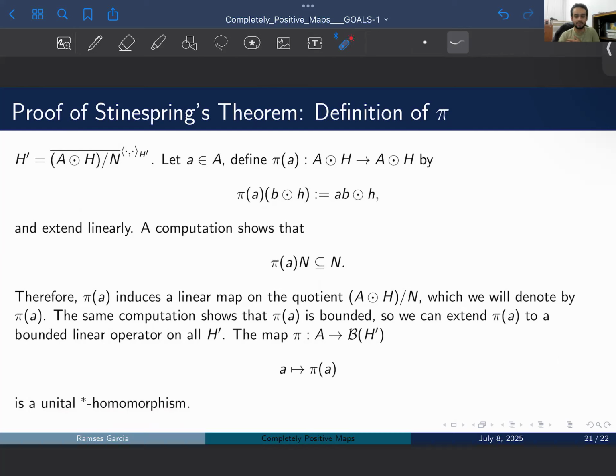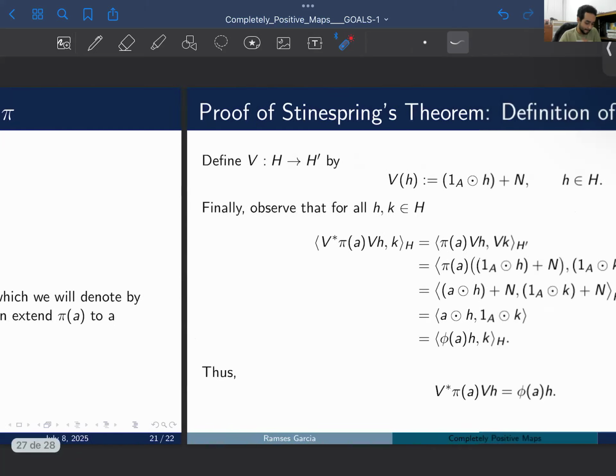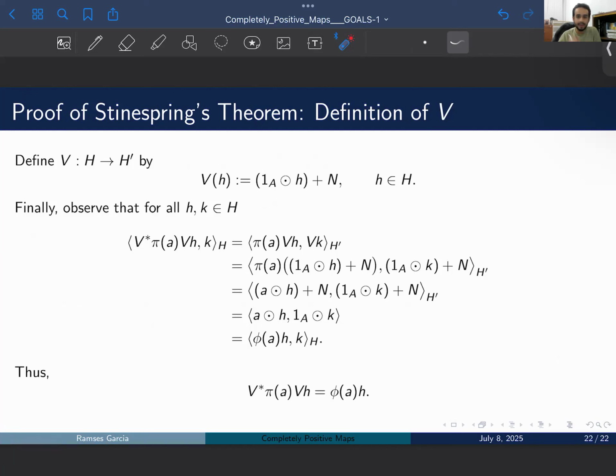The next slide is going to be the argument that uses unitality. Okay, so we already defined H prime and P. Let's define the linear operator V. Define V in the natural way. You have an element H, and this is a completion of a quotient of a tensor product of A tensor H, so this definition seems natural. And one should prove that this is a linear bounded operator.